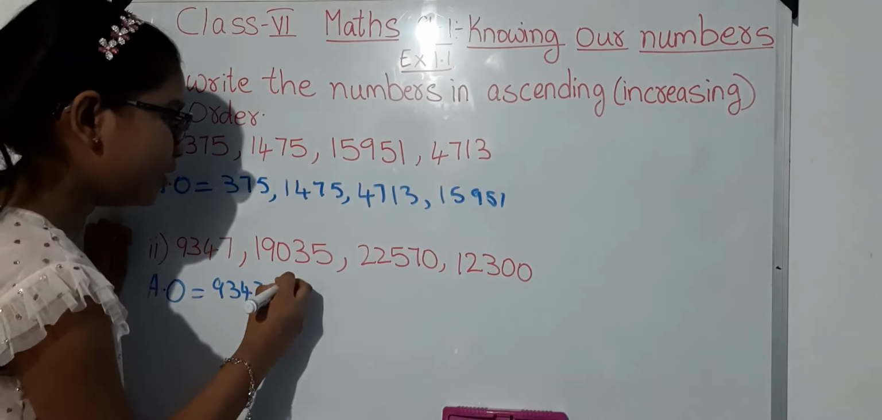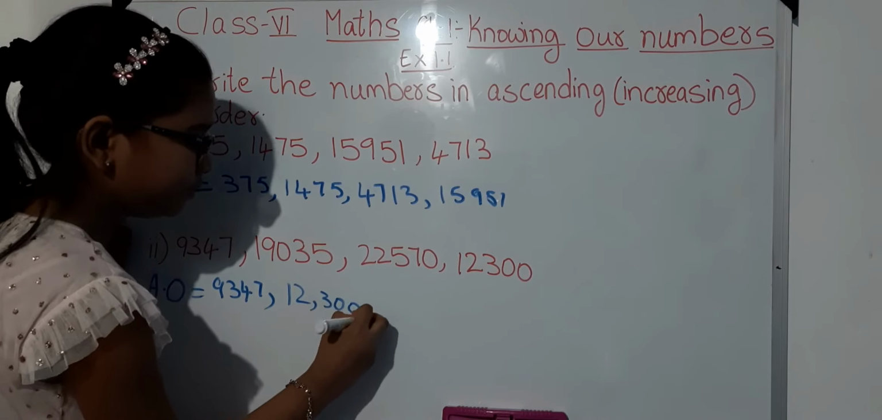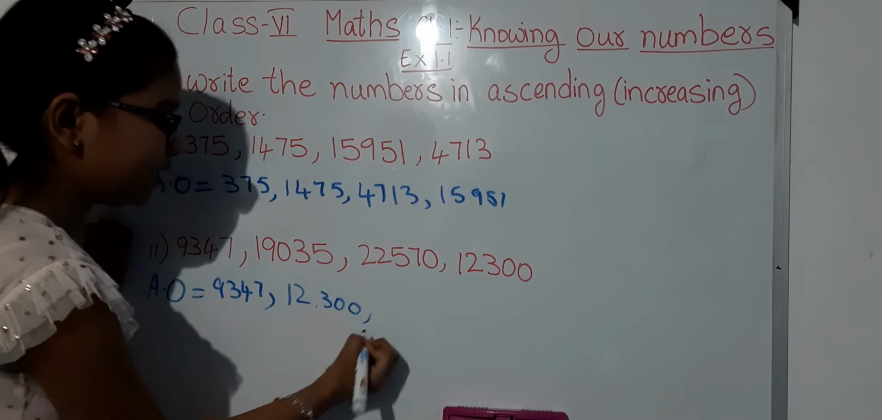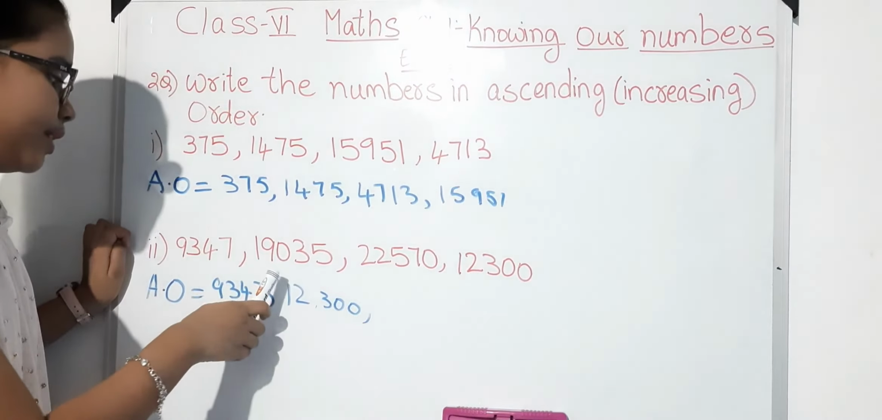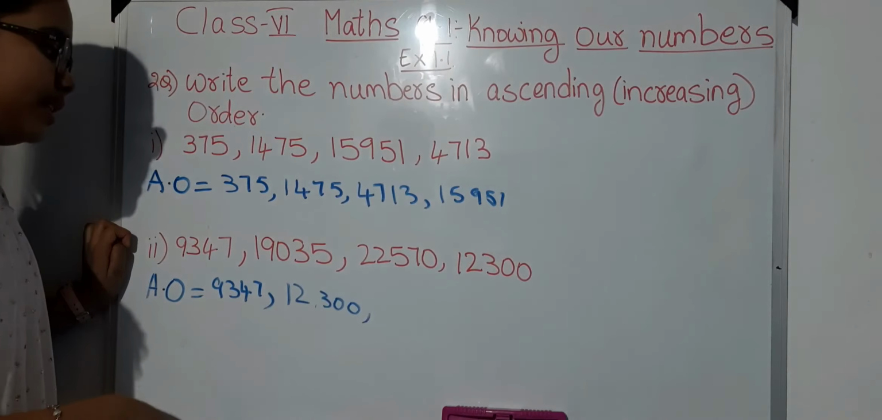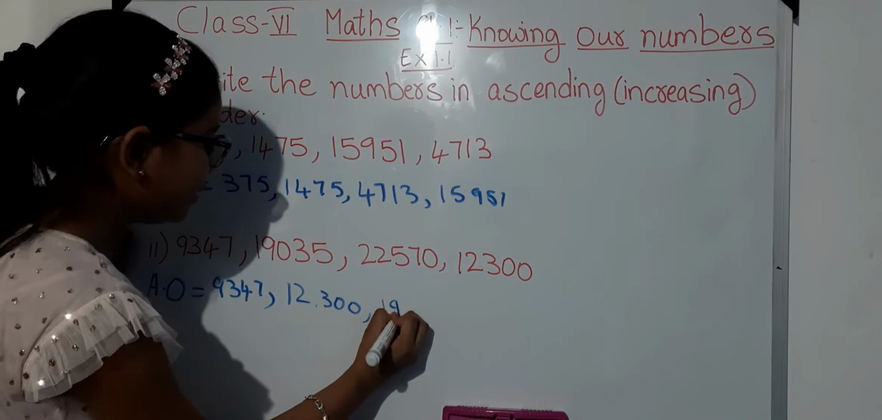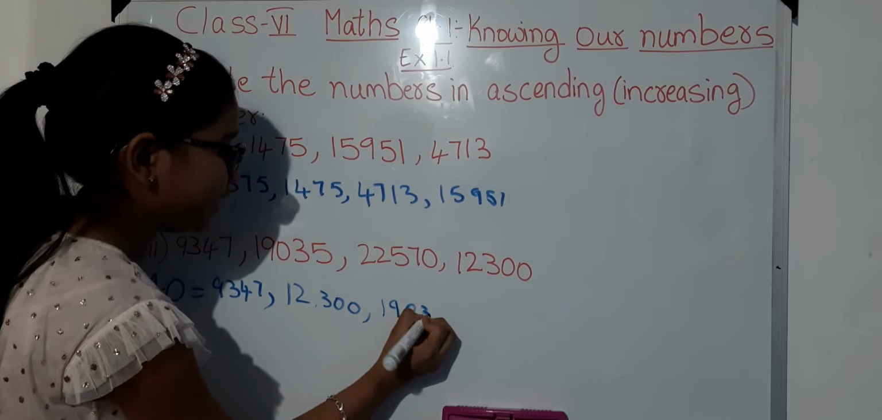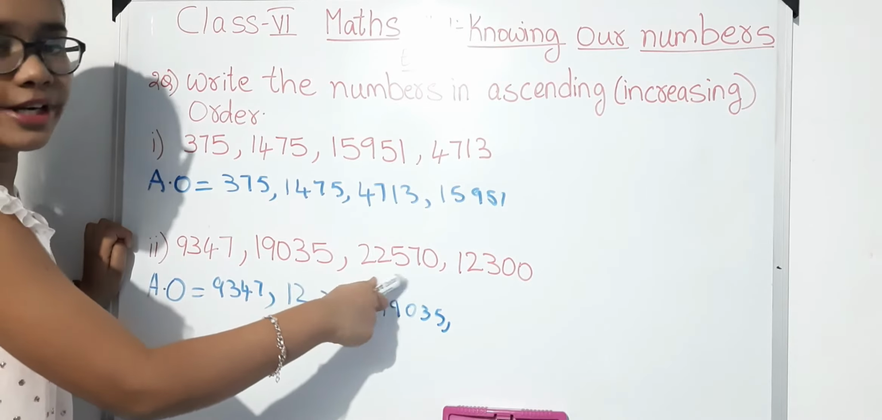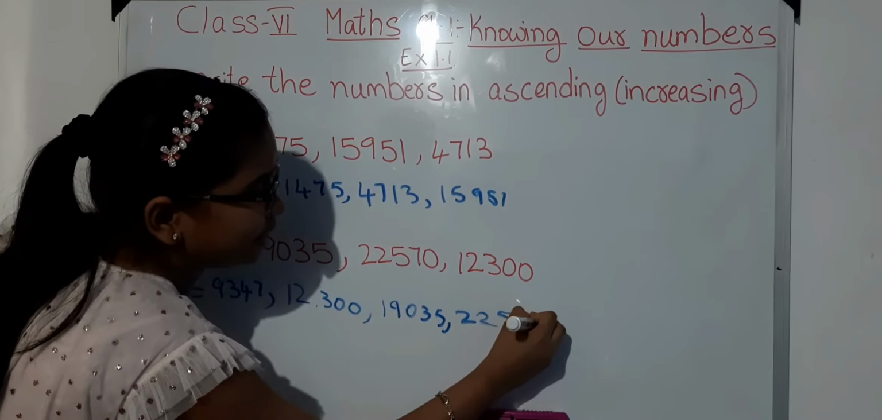So we have to write here 12,300. Then here 1 is there and here 2 is there. In this, 1 is the smallest. So we have to write here 19,035. Now the remaining is 22,570. So we have to write here 22,570.